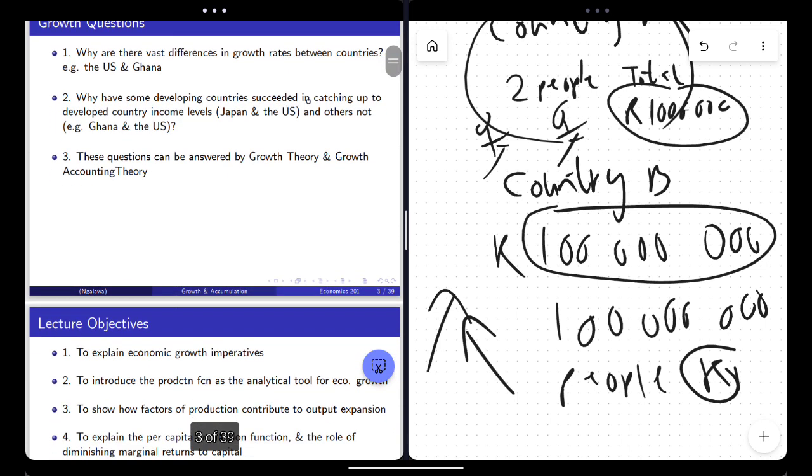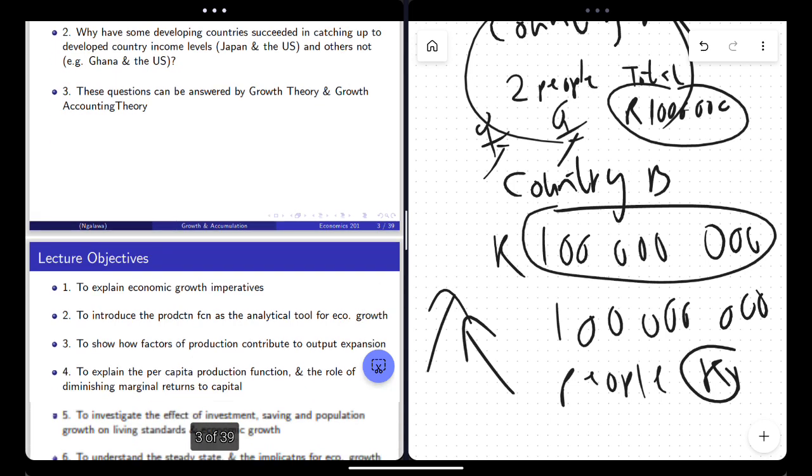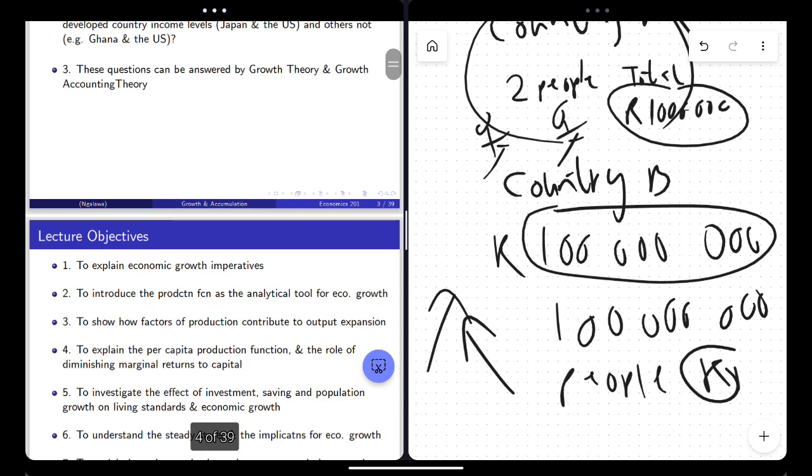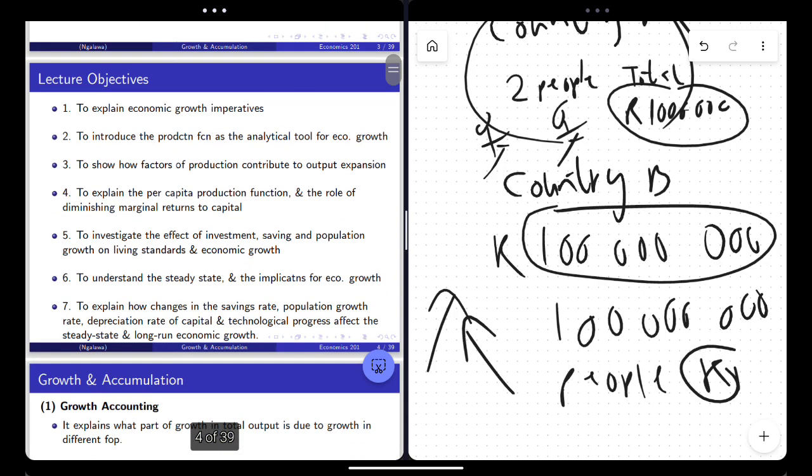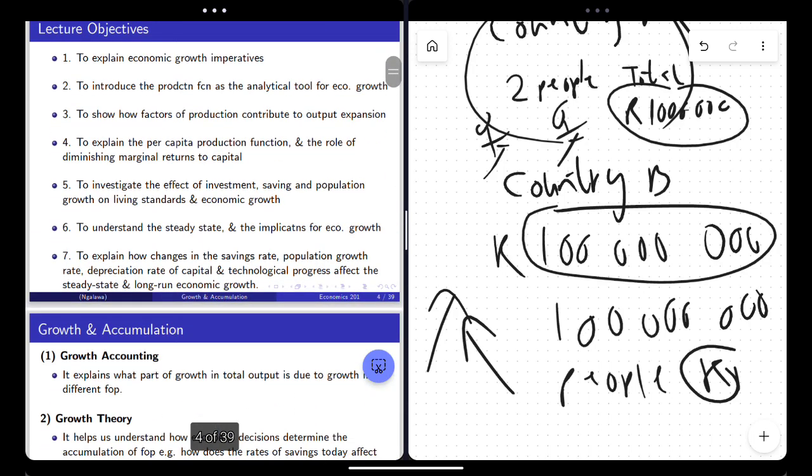Why have some developing countries succeeded in catching up? So why have some countries caught up with other countries, and why are some countries still bad? The countries that caught up use a lot of technology, right? Technology is the best force to drive growth. Listen to me. Technology is the best force. Nothing beats technology. Without technology, you will not grow in the long run. These questions can be answered in growth theory and growth accounting theory, okay? And we're going to be discussing this in the next video.